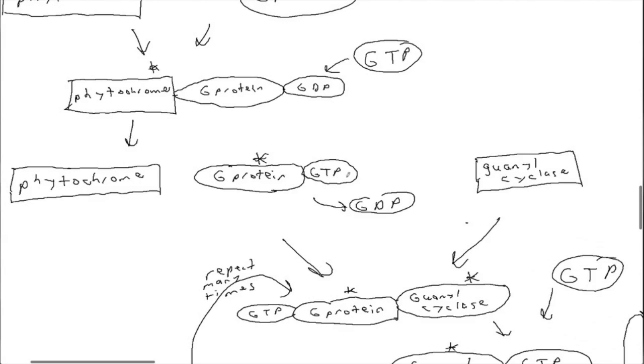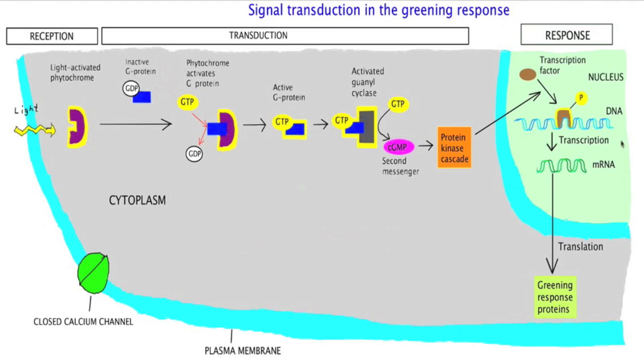You can make little diagrams to summarize that, but you need to be able to explain what's happening at each step. So I guess what I should say is you should memorize this picture, and you also have to memorize how you will explain what's happening at each step. So if this was an essay problem where they ask you to explain signal transduction for the greening response, a good way to do this would be to draw this picture and then describe what's happening at each of these steps.